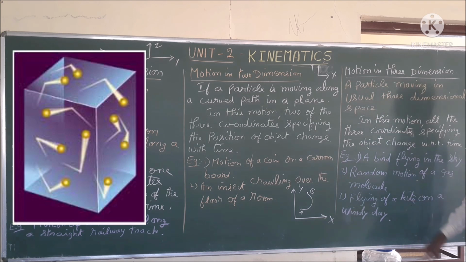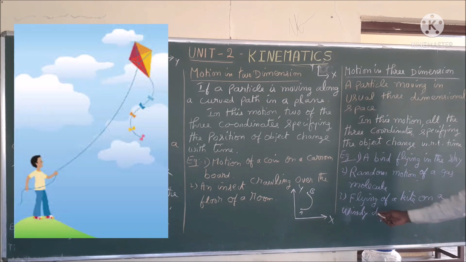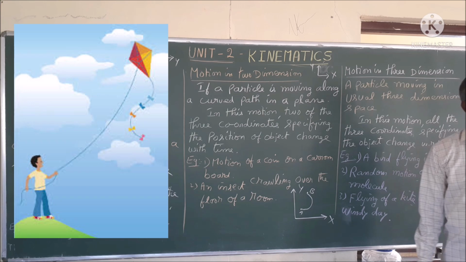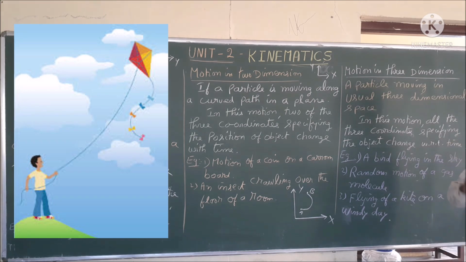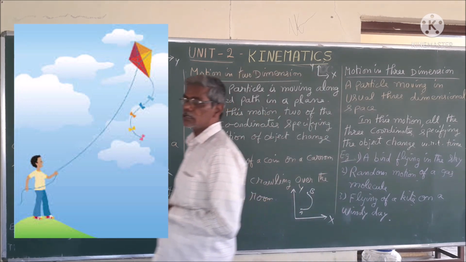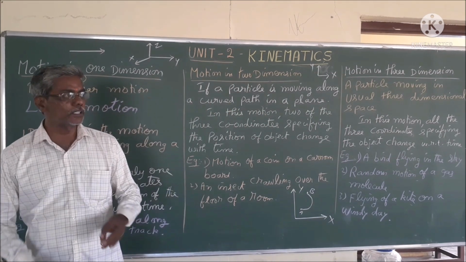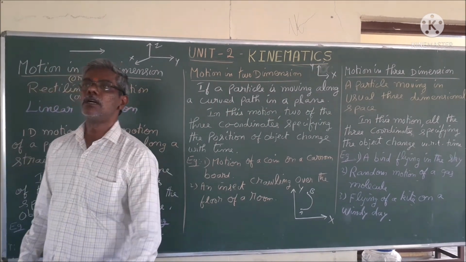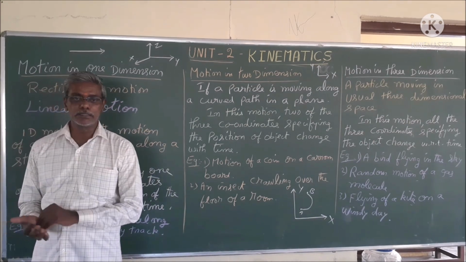Then a kite on a windy day. During a windy day, the kite will fly in all directions. These are the three dimensions, that is motion in one dimension, motion in two dimension, and motion in three dimension. Thank you.